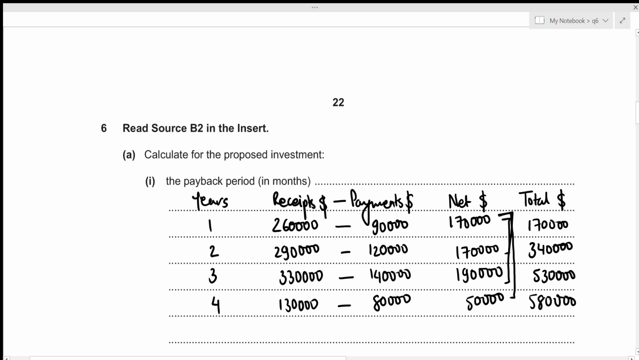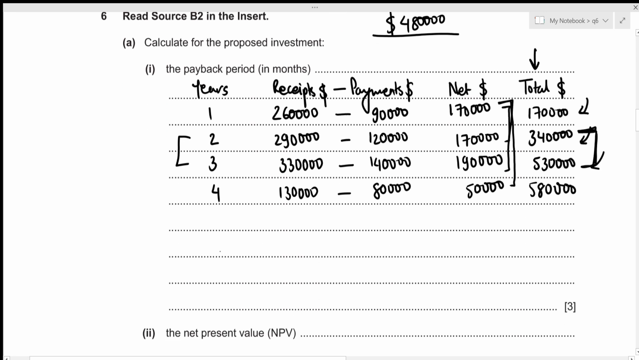And we just need to figure out the time when our initial investment of 480,000 will be returned, right? So these are the actual returns. And we can see that in year 1, we only have 170,000 back. In year 2, we have 340,000 back, and in year 3 we have 530,000 back, and the amount that we require is 480,000, which is obviously in between these two values, right? Which means that our payback period is also between year 2 and 3. So we can conclude that our payback period is going to be 2 years and some months.